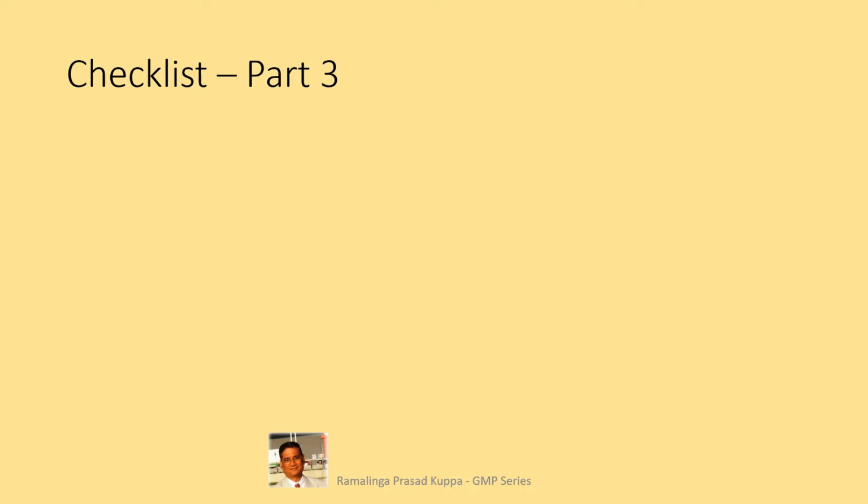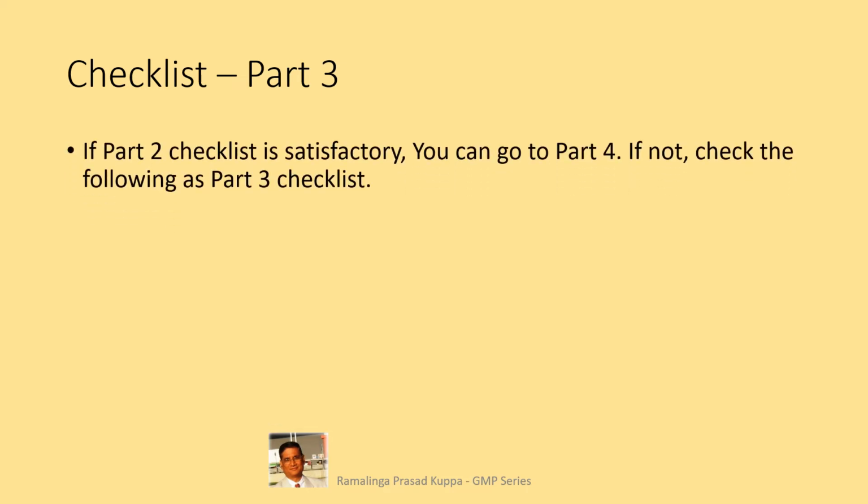Let us see the Part 3 checklist. If Part 2 checklist is satisfactory, you can go to Part 4. If not, check the following as Part 3 checklist. The intent is that in Section 2 checklist, all the points that are going to be looked into in Section 3 were checked by the qualifying agency. If the qualification by regulatory agency was not done, then check the Part 3 checklist.